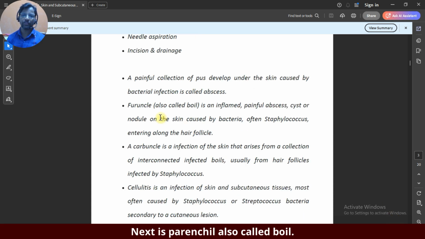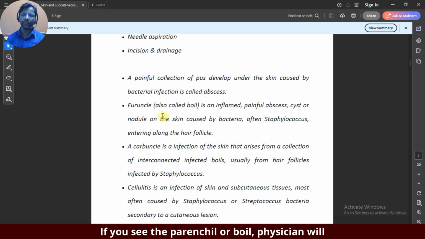Next is furuncle, also called a boil. It is an inflamed abscess, cyst or nodule on the skin caused by bacteria, often staphylococcus, entering along the hair follicles. If you see an abscess, the patient will have pain.